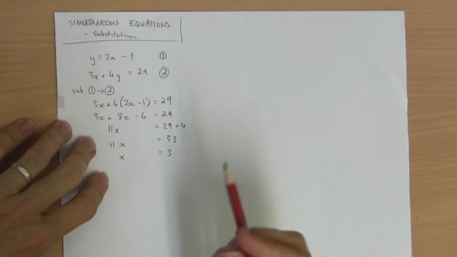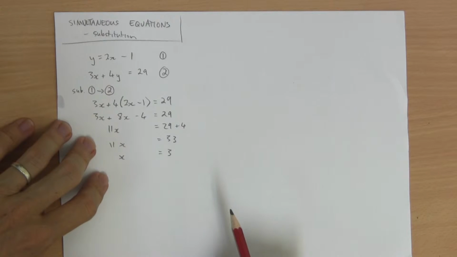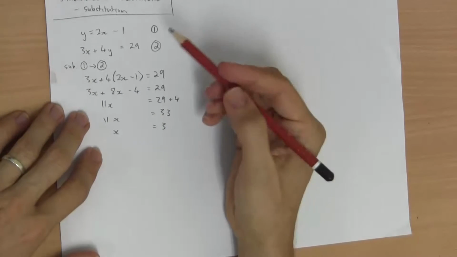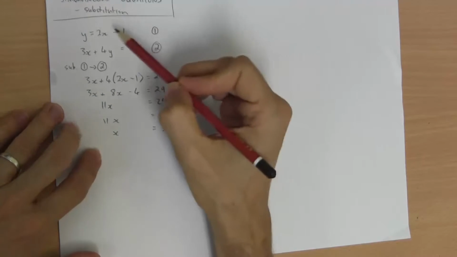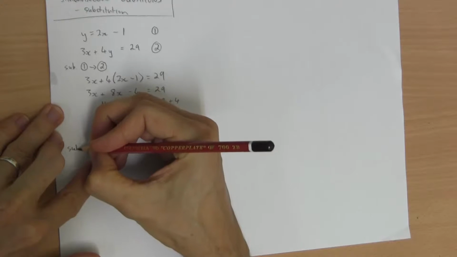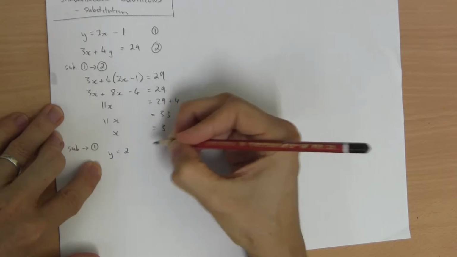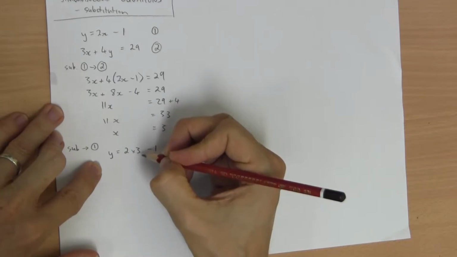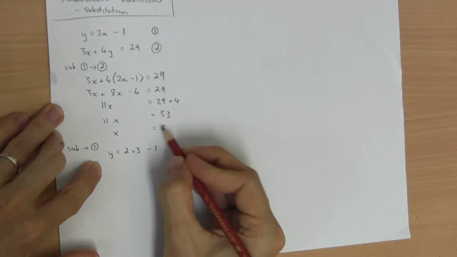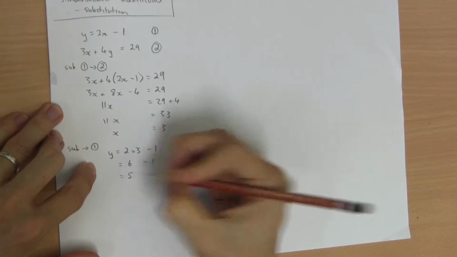So now I know the point where these two equations are both true is where x equals 3. But what's y? Well, what I can do is go back to this equation, because this equation tells me how to find y. So substitute what I just found into equation 1. y equals 2 times x minus 1. Now, I should put brackets there, but I don't have to, only because I've got a simple numeric value for x. 6 minus 1, which is 5.